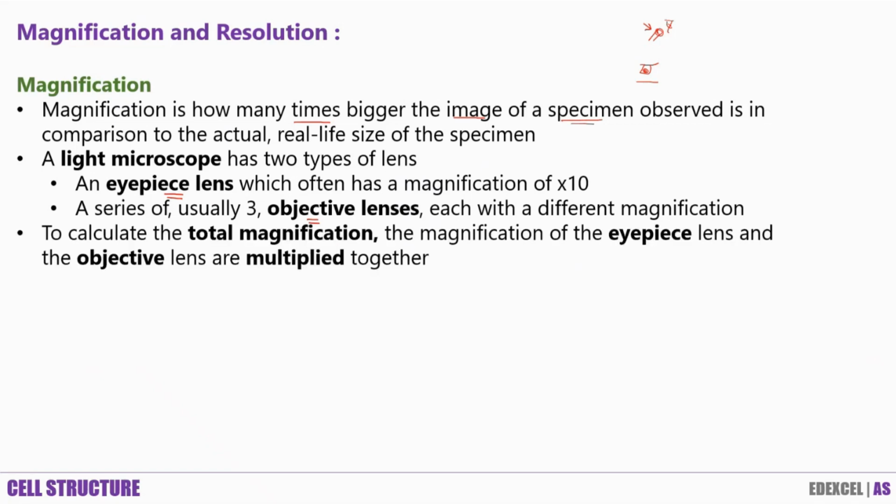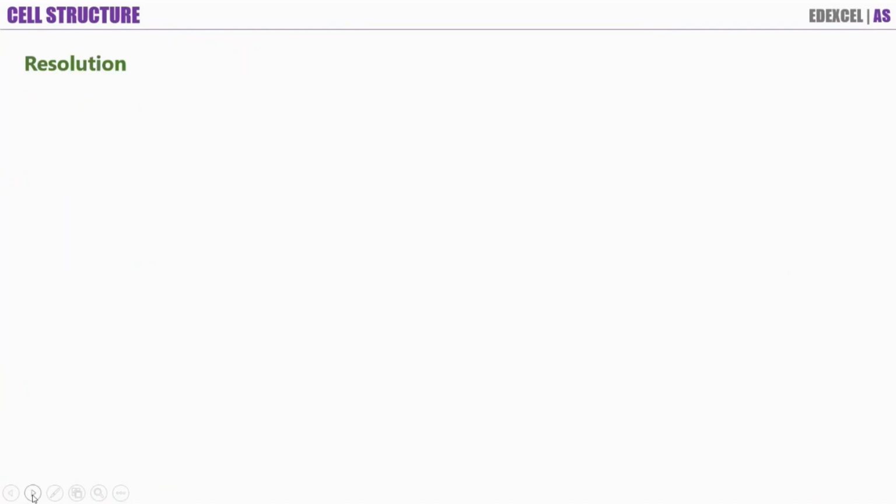So by combining the magnification of both objective and eyepiece lens, we will get the final magnification in a light microscope, right? To calculate total magnification, the magnification of the eyepiece lens and the objective lens are multiplied together. So let's say that the objective is 20 times and the eyepiece is 10 times. So the final magnification will be 20 into 10, which is 200, right? So a 200 times larger image we will observe. Understood? Any doubt? No. Cool.